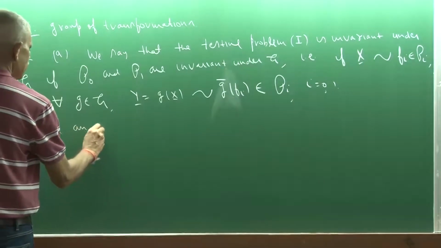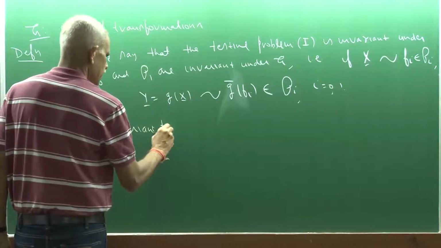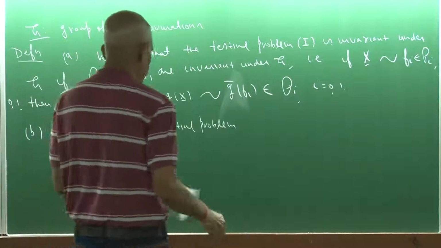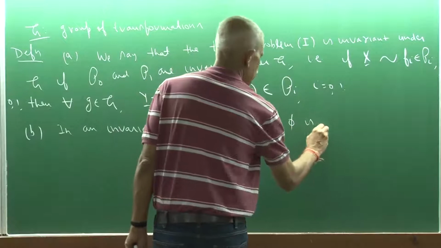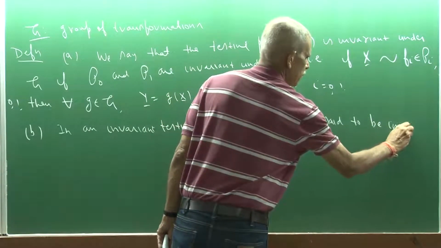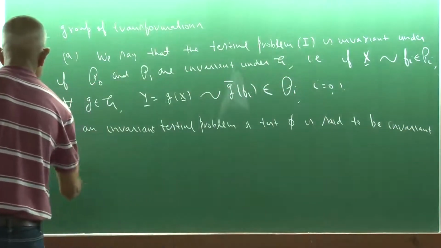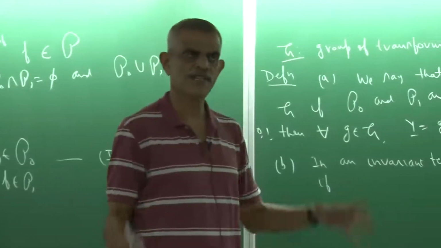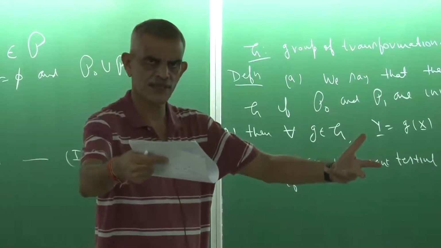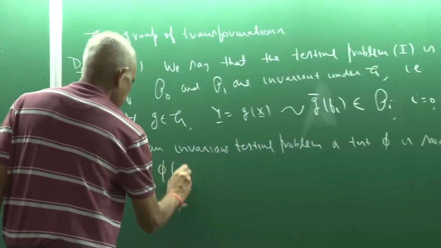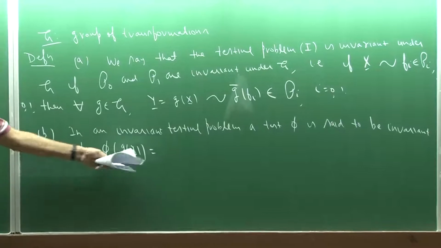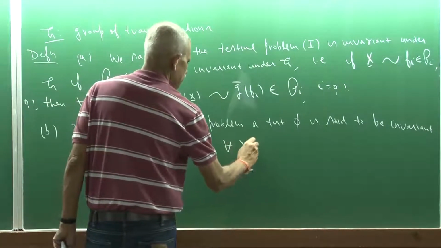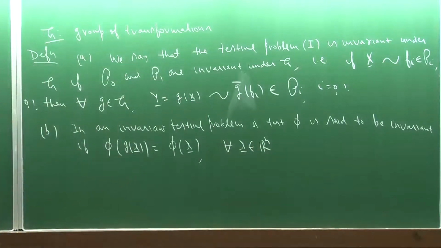In an invariant testing problem, a test phi is said to be invariant if, because I have seen, if you have applied gx, my null hypothesis still remains f belongs to p0, and alternative remains that f belongs to p1. So whether you observe x or gx, you are still testing whether your resulting distribution is in p0 or p1. So that means my test should be invariant. That means phi of gx, which is the phi based on the transformed variable in the transformed problem, should be same as phi of x, for x belonging to the sample space R^n, and for every g belonging to G.